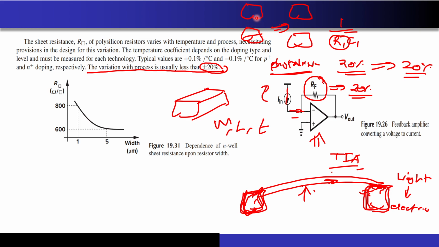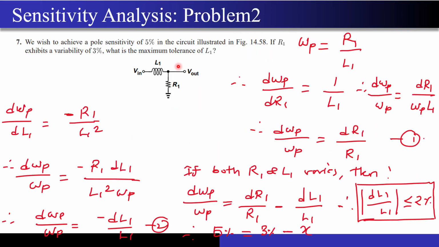What does this mean, getting cancelled out? Variation over here will get cancelled out, variation over here will actually get cancelled out, right? So that is what you try to create. You try to mimic as if there is not going to be any variation by using some smart layout techniques, right? Now let's try to see another sensitivity analysis problem.